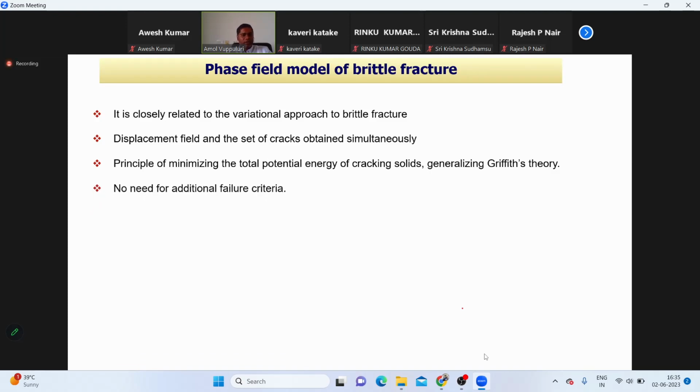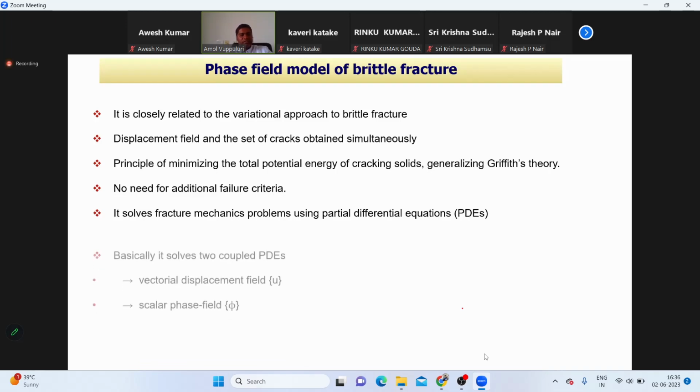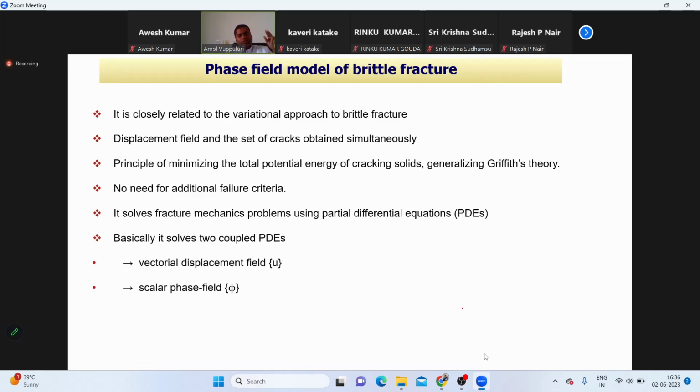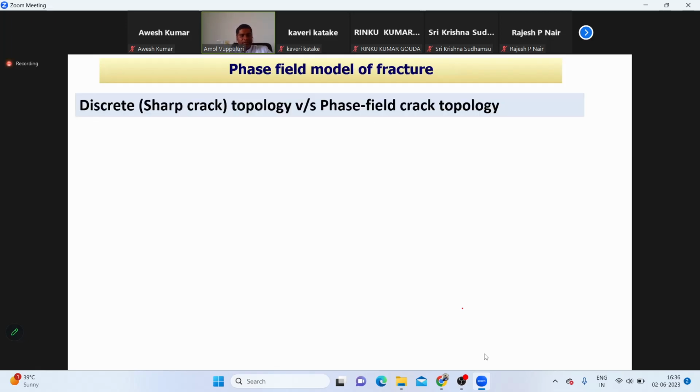You need not put any additional failure criteria here, unlike the case of cohesive zone or extended finite element. You don't need to put any additional failure criteria. It solves fracture mechanics problem using partial differential equations. And basically it solves two coupled partial differential equations. One is the vectorial displacement field and another one is the scalar phase field.